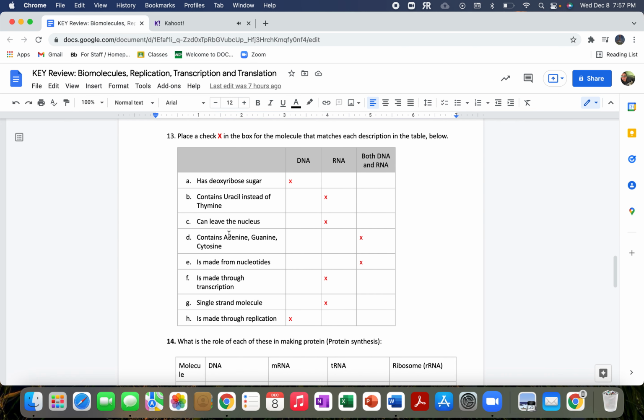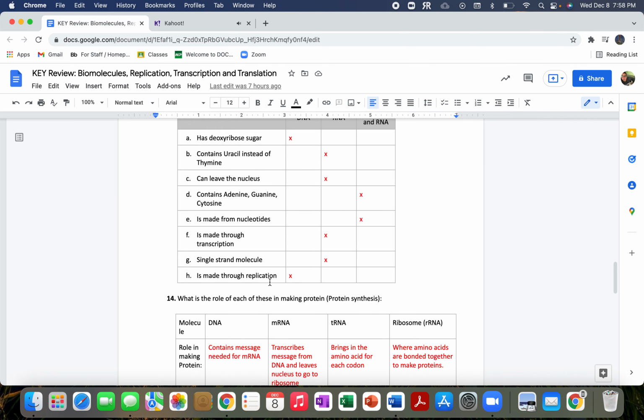Here's our chart. Deoxyribose sugar is the D in DNA, so that's DNA. Contains uracil instead of thymine, that's our RNA. If you see U, it's RNA. Can leave the nucleus, also RNA. DNA cannot. Contains the adenine, guanine, and cytosine, that's both. The other ones, the thymine and the uracil, would be for either DNA or RNA, but it's not mentioned here. Made of nucleotides, also RNA and DNA.